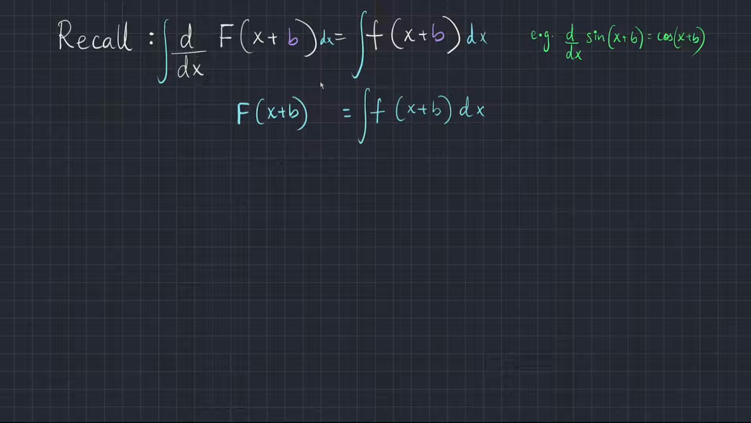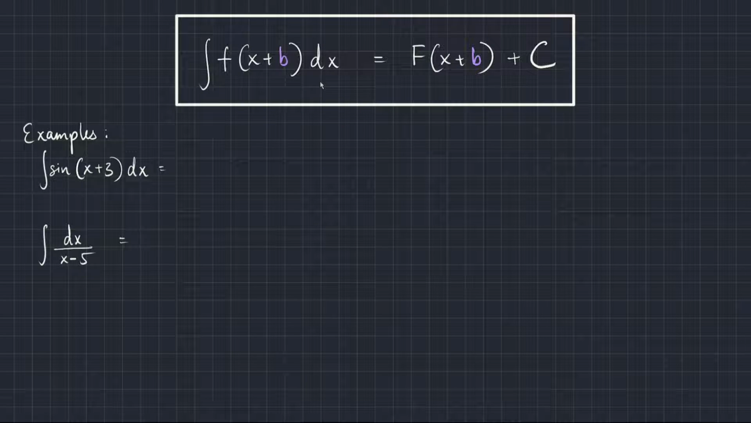And again, this gives us a rule to integrate a function where you have something added to x. That is, the integral of f of x plus b dx is capital F of x plus b plus c, where capital F is the antiderivative of f. So let's do some examples here. We know that the negative cosine function is the antiderivative of the sine function. And so we can write this as negative cosine of x plus 3 plus c.